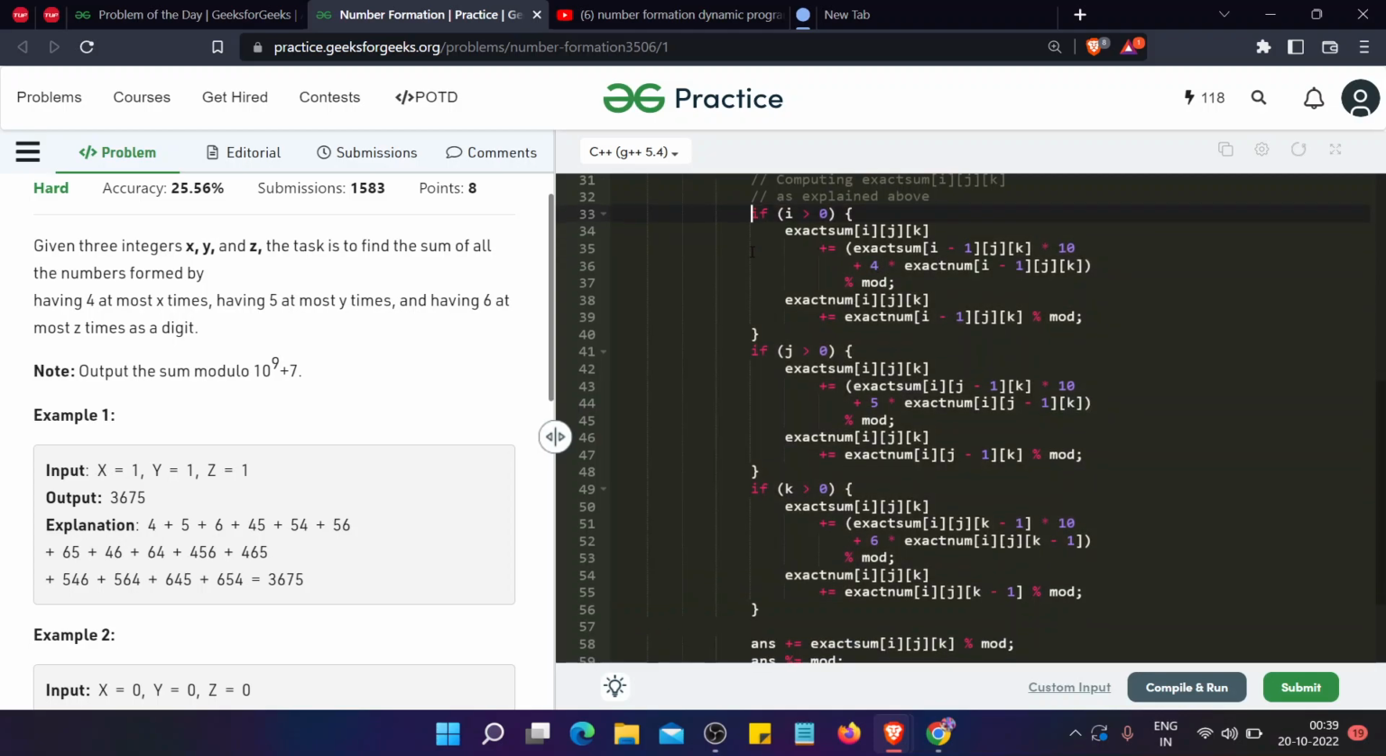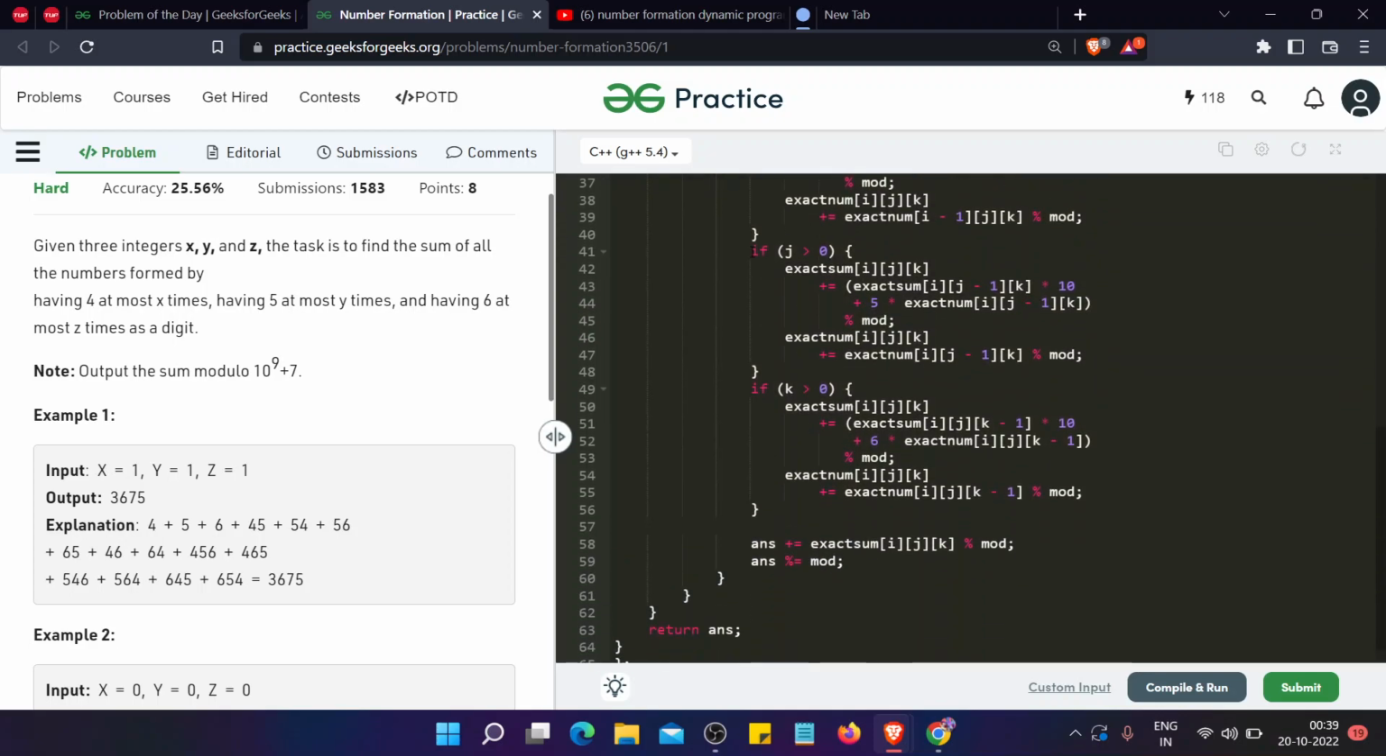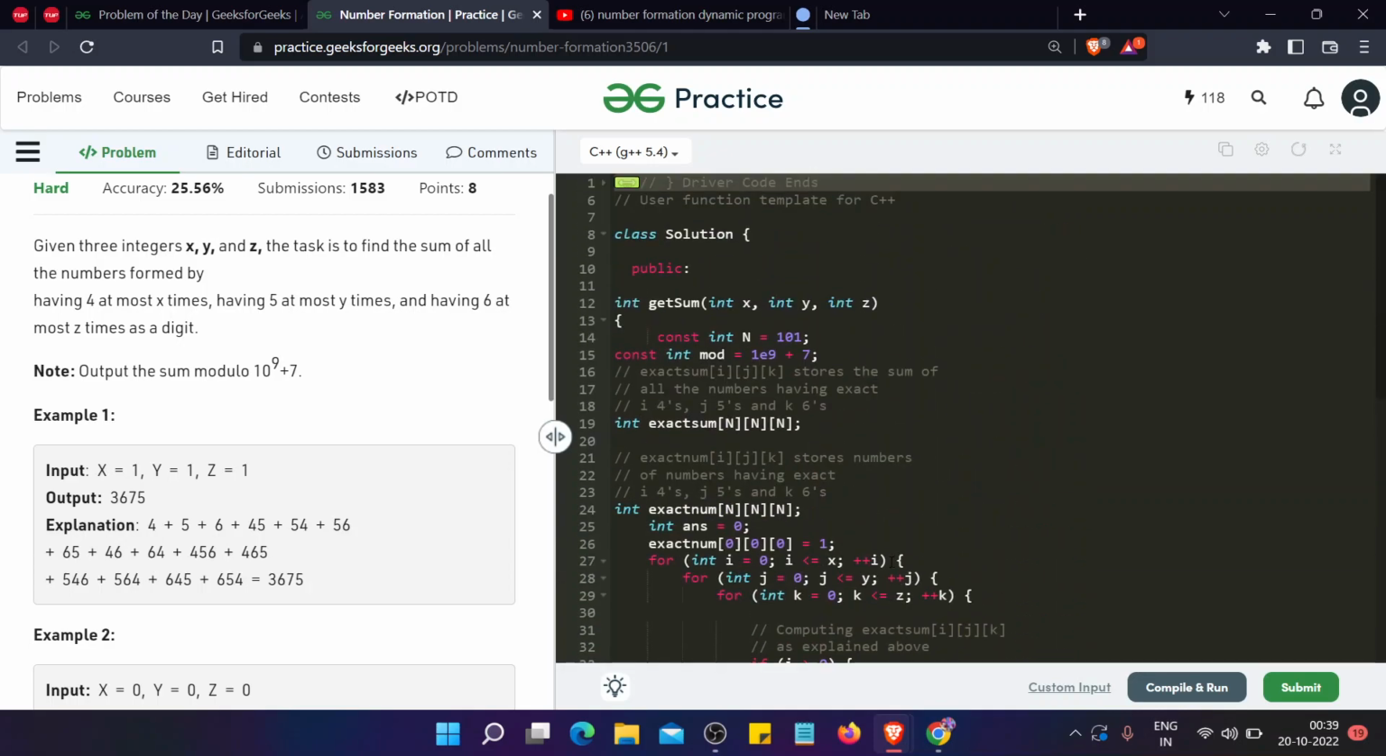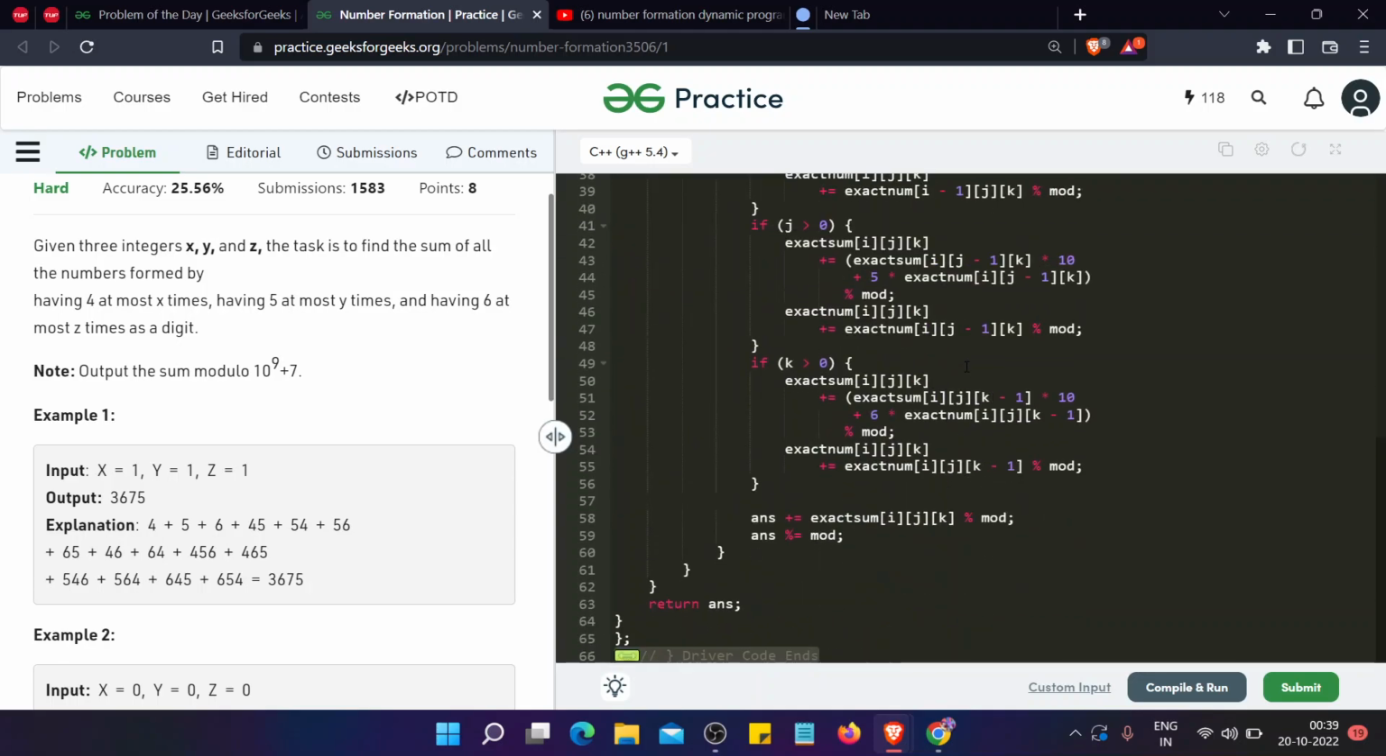And then at last the exact sum stores the sum of exact numbers having i 4s, j 5s, and k 6s. In the same way we will get our answer, and we have to add it into the answer vector which stores the sum, and we have to mod it by 10 to the power 9 plus 7, which we have taken here as mod. So we will mod it by that, and we have to return the answer.